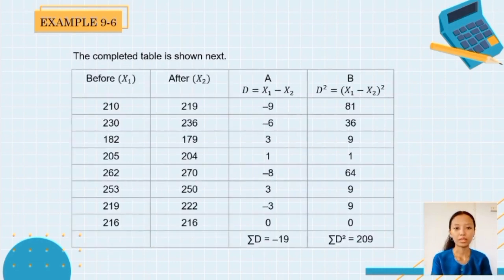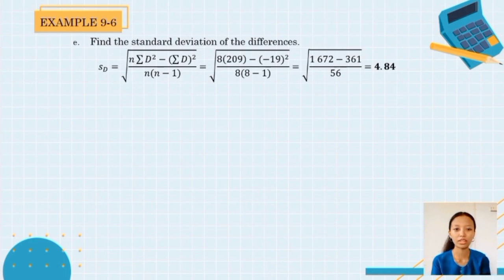And here it is. So we already now have the sum of D and the sum of D squared. Next step is to find the standard deviation of the differences using the formula. Now we are just going to substitute the values. The square root of 8 multiplied by 209 minus negative 19 squared over 8 multiplied by 8 minus 1. It will become the square root of 1672 minus 361 divided by 56, and that results to 4.84.